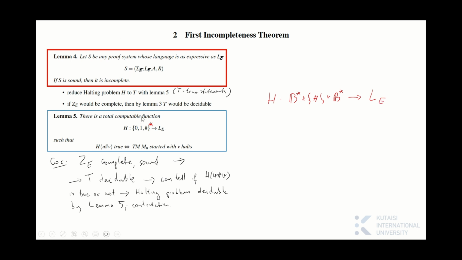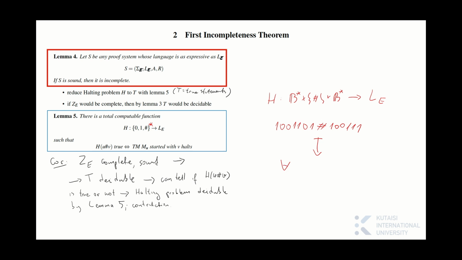Instead of writing this. So the inputs that h takes is something like this. You have a string, then you have a hashtag, and then you have a string again. So it takes inputs of this sort: any string, hashtag, and any string. So h is such a function. It takes the input and it outputs a statement about natural numbers. So it maps this thing to L, so some statement.